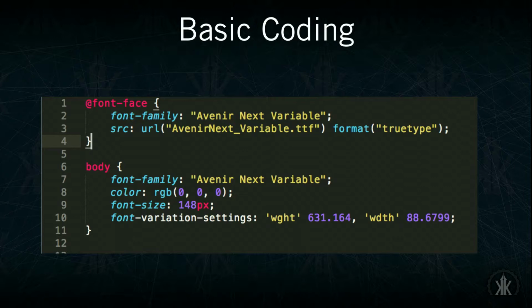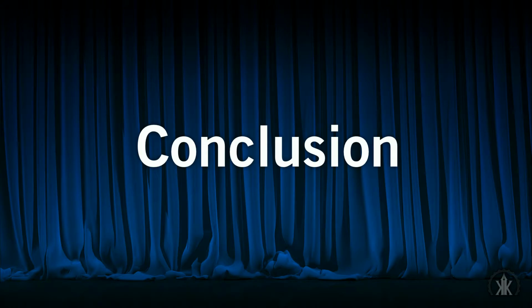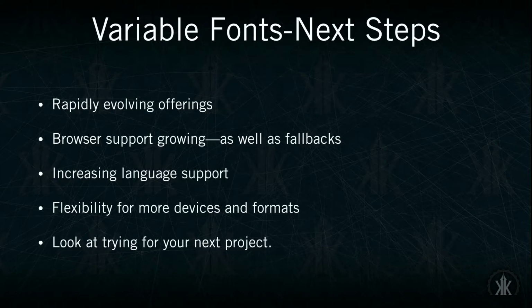It's coming down to this last part, where the variation settings are. That's where you will be looking at your different type sizes as far as the variations, depending on the axes. As far as the conclusion is concerned, it's a rapidly evolving offering. The browser support is growing, looking for increasing language support and flexibility, and I would recommend at least giving it a try at this point. I'll get back to the demos now too.